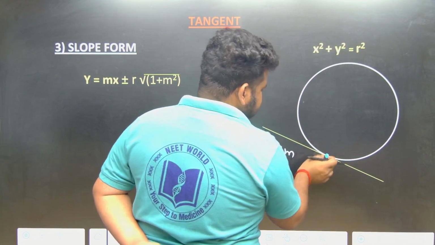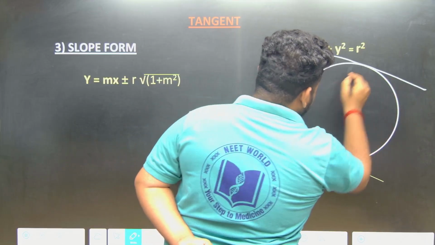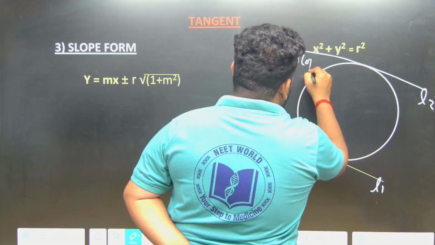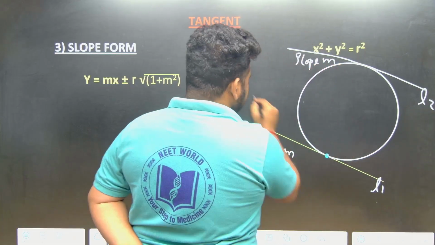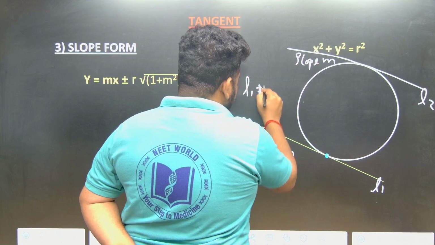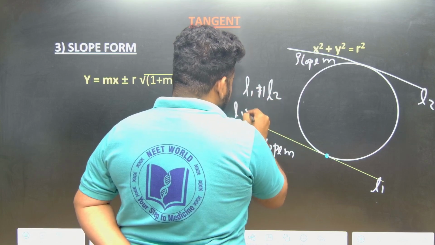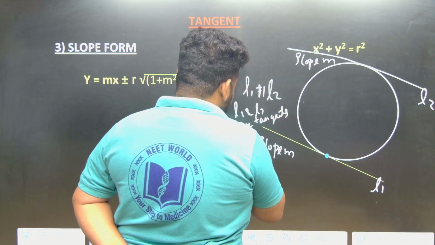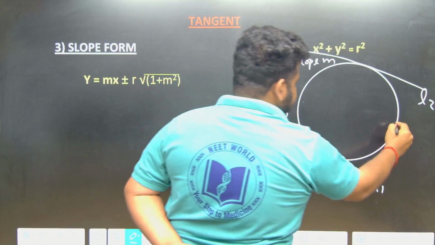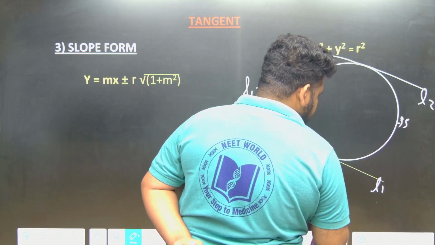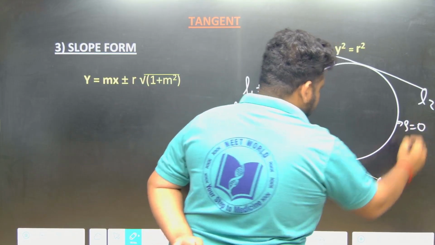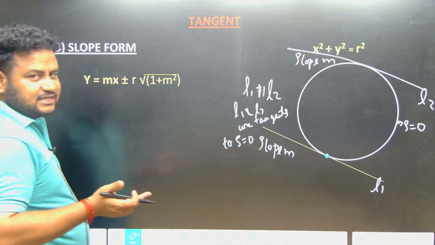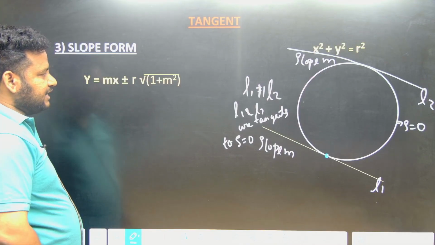Like this there will be two tangents. Here one tangent is there, another tangent will come like this. These two tangents will be parallel, L1 and L2. The slope of both will be m because L1 and L2 are parallel to each other, and L1 and L2 are tangents to this circle S is equal to 0. That is why you will get two tangents. The straight line is y is equal to mx plus c, where c will be equal to r times square root of 1 plus m square.